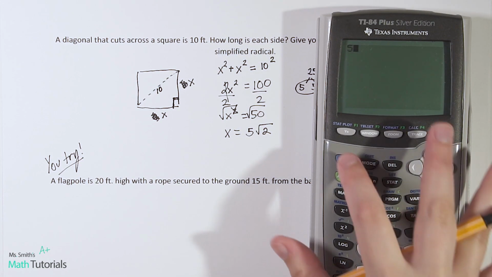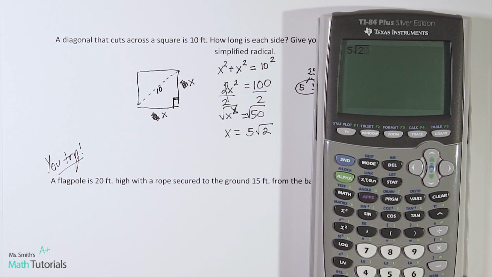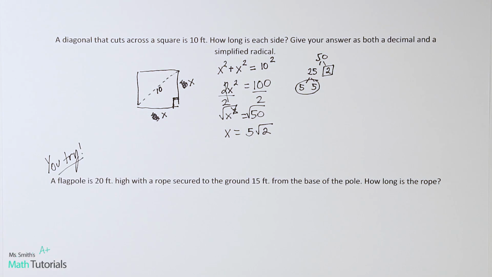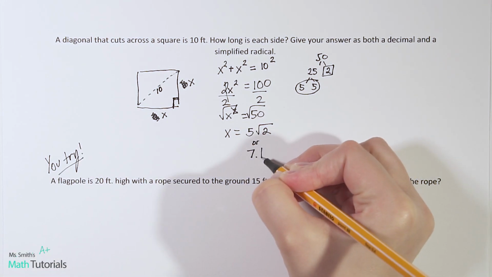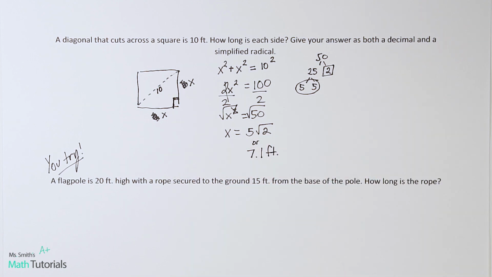So 5 times the square root of 2, and that would be 7.07, or you could say 7.1, so we'll note that. Or 7.1 feet, because our measurement was in feet.